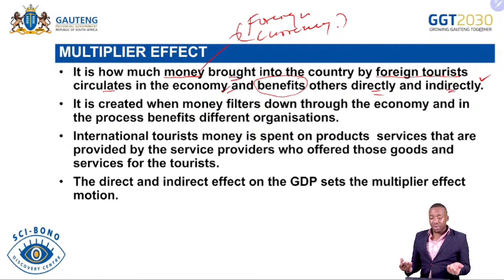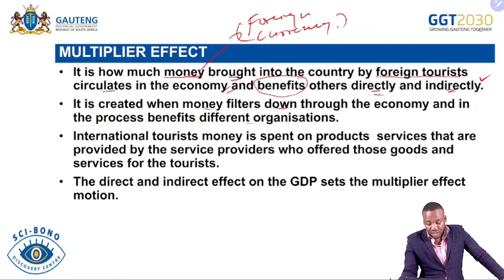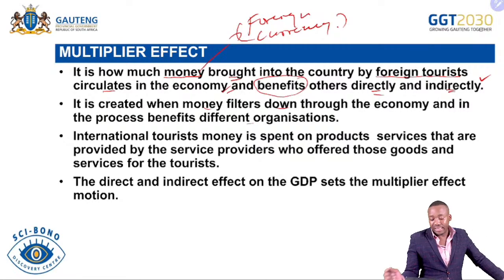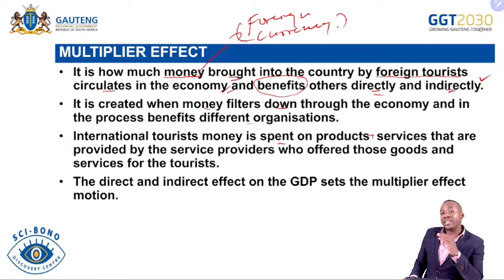So how does the multiplier effect happen? It is created when money filters down through the economy and in the process benefits different organizations. So what are we saying here, Mr. Nkoyen? I'm saying that international tourists' money is spent on our products and services, which are provided by different service providers who offer those goods and services for the tourists. It is that part of foreign exchange.